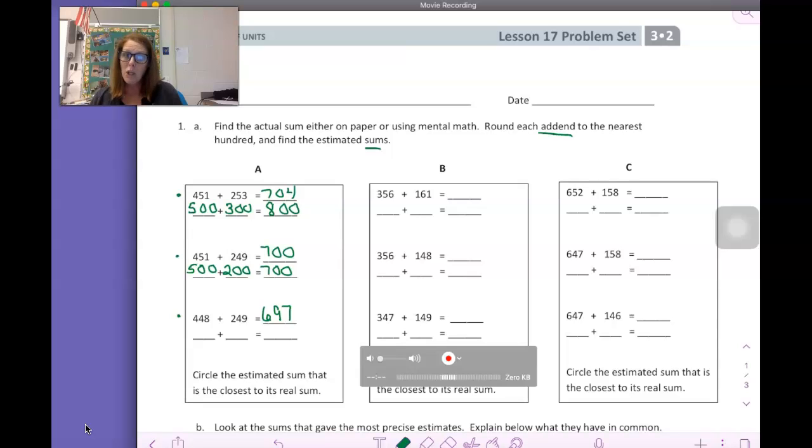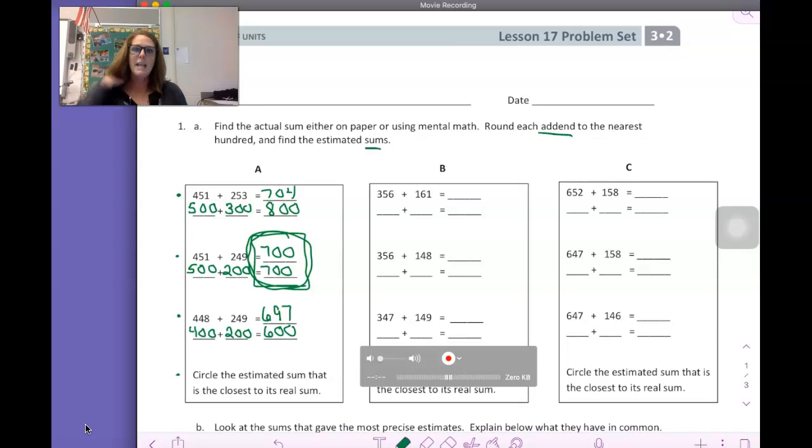448 is below the midpoint of 450, so that rounds down to 400. And 249, like we saw in the previous problem, rounds down to 200. 400 plus 200 equals 600. Down here they tell us, circle the estimated sum that is closest to its real sum. And that is this one. They told me to circle, so I'm going to circle instead of put a box around it.